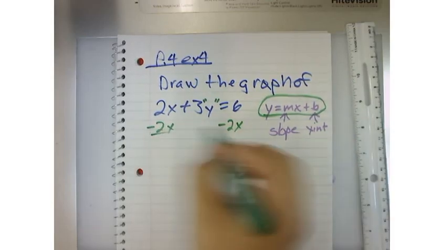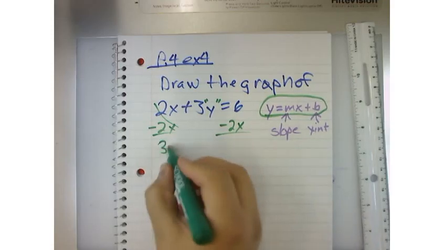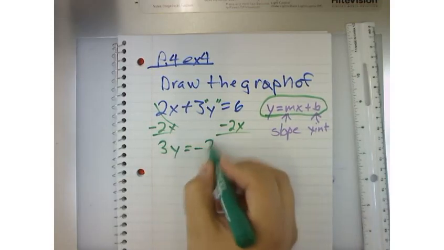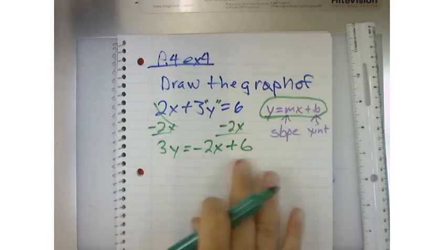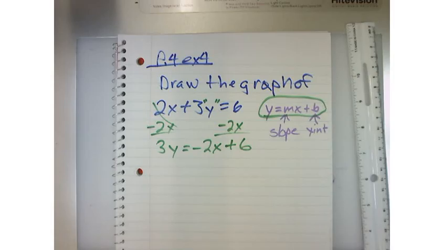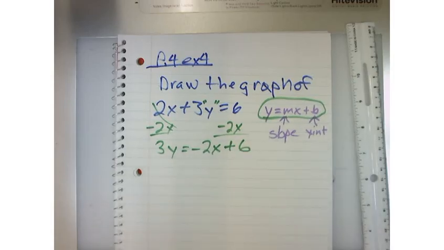So these will cancel. And then I get 3y is equal to. Now, I want to put the negative 2x in the front because it kind of looks like that mx plus b sort of thing, right? So what's next? Then you divide by 3.